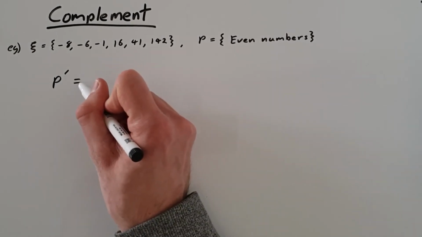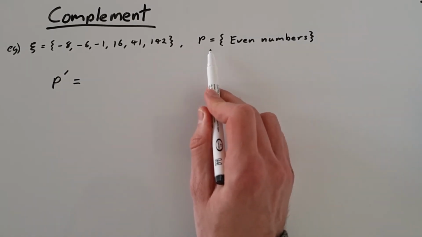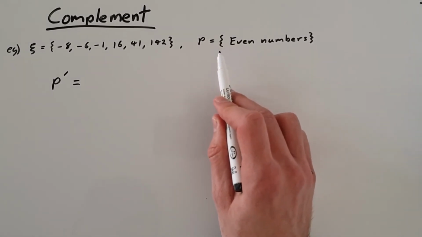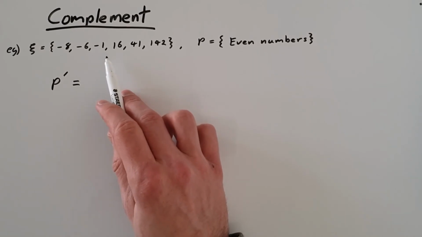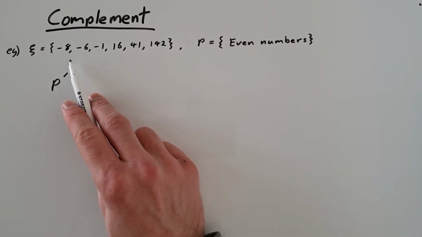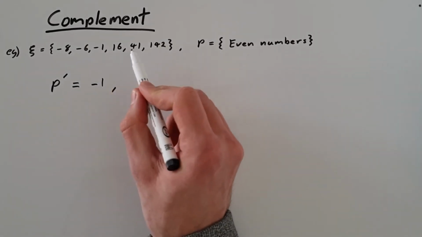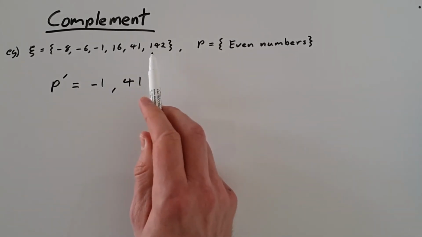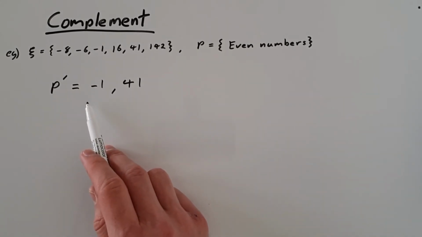So in this example, the complement of this is all the numbers that are not in this set. So this is all the even numbers. So the opposite of even is odd, so that means that the complement will be all the odd numbers. So it'll be all the odd numbers of this universal set. So in this example then, let's go through and pick out all the odd numbers. So we've got -1, okay, and we've got 41. So those are all the odd numbers, and that is what makes up our complement of P.